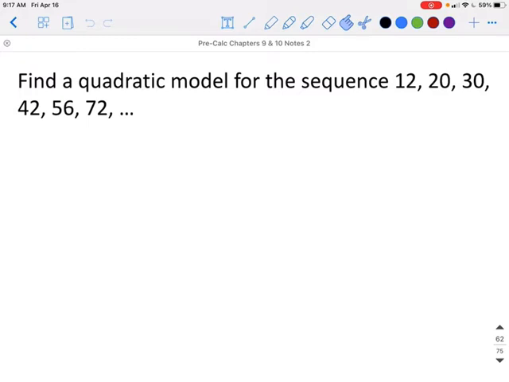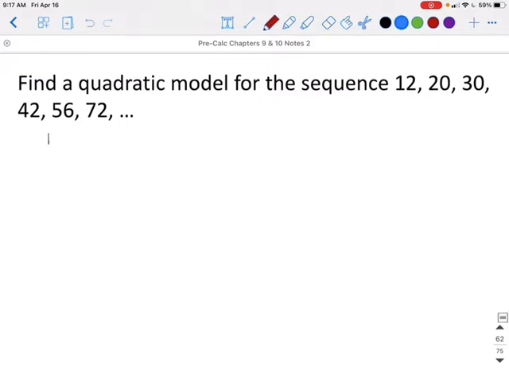So we need to find the quadratic model for the sequence of 12, 20, 30, 42, 56, and 72. So if we write those terms again, we can see that to get from 12 to 20, we need to add 8. To get from 20 to 30, we need to add 10. Then we would add 12, 14, and 16. And as you can see, those differences are not the same.